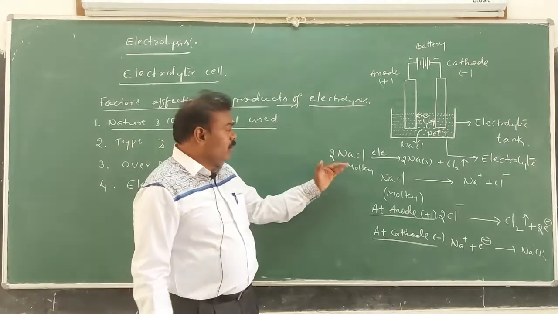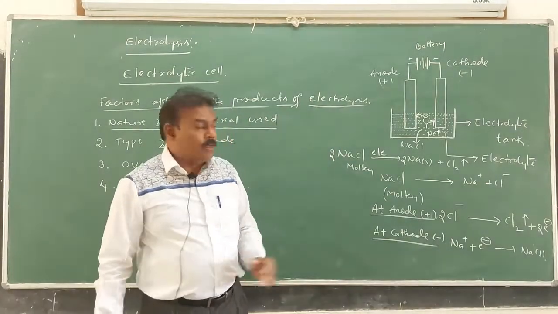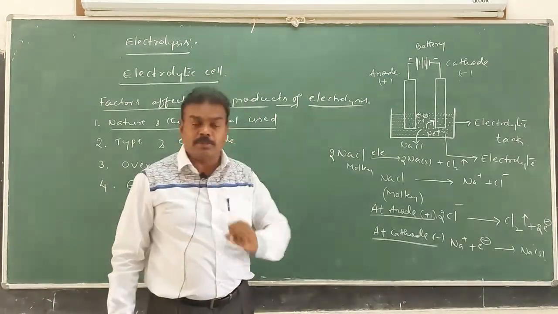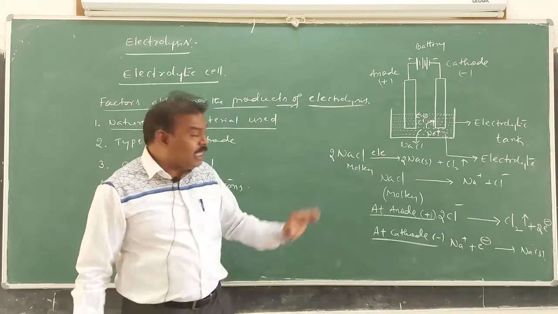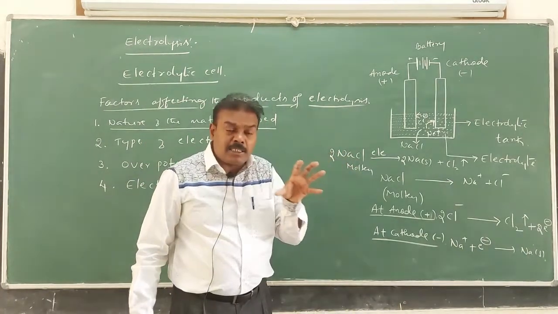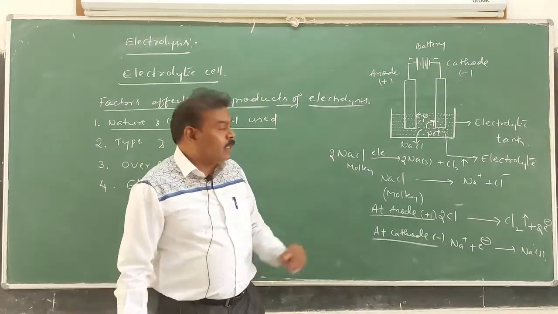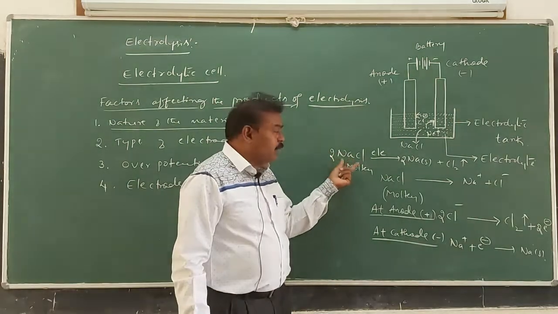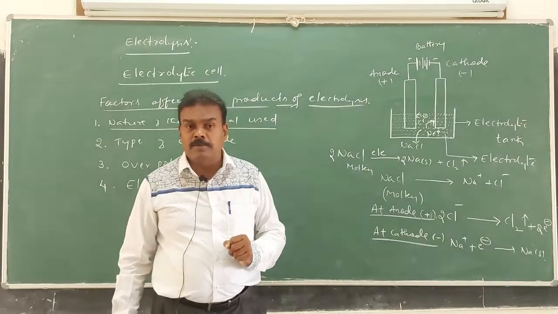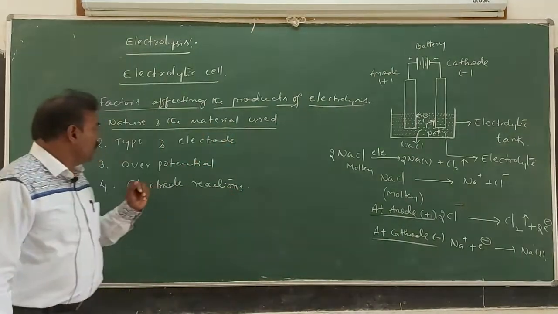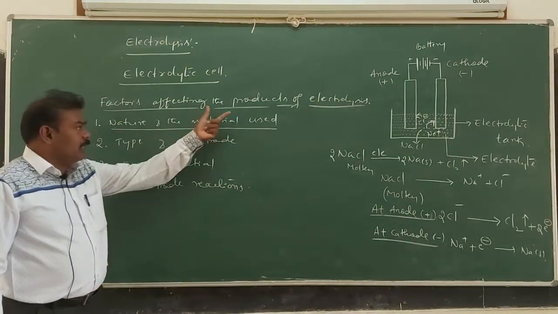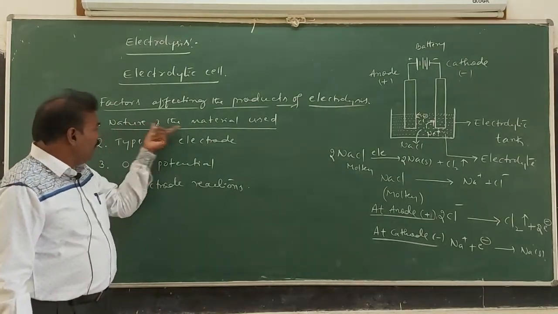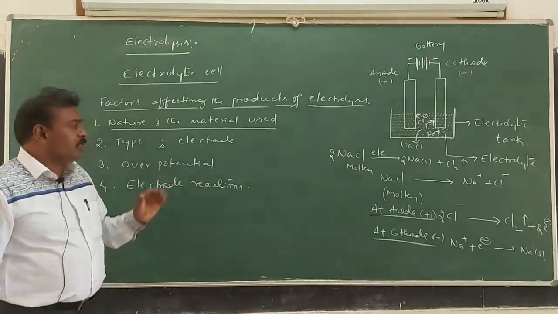You are getting sodium hydroxide, hydrogen gas, and other substances like chlorine gas. In that way, when you take aqueous NaCl solution, the products will be different when compared to molten NaCl. This is what is called the products of electrolysis being formed depending upon the nature of the material.